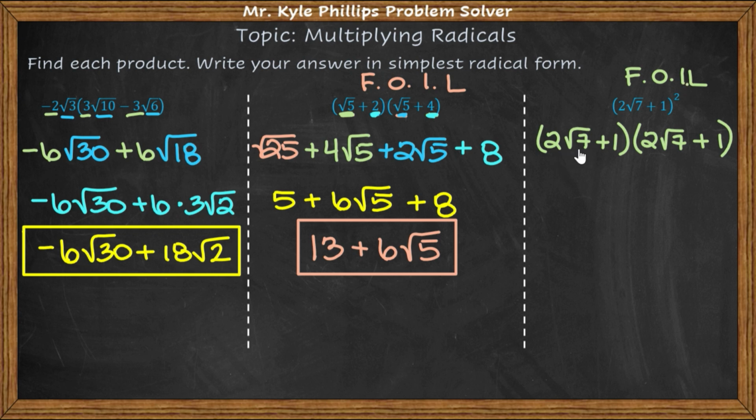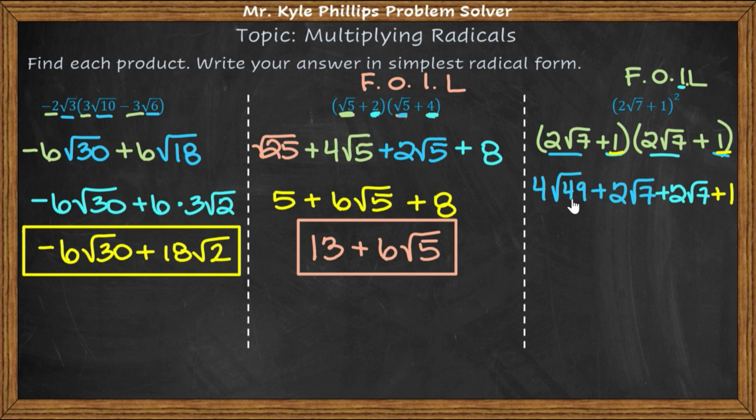So I have 2 root 7 times 2 root 7. Those are my first terms. That's going to give me 4 times the square root of 49. Then I have my outside terms, so 2 root 7 times 1. That gives me 2 root 7. Then I'm going to do my inside terms. So that's 1 times 2 root 7. And then lastly, I'm going to do my last terms. So what's 1 times 1? And that's 1. Now I'll simplify where I can and combine like terms.